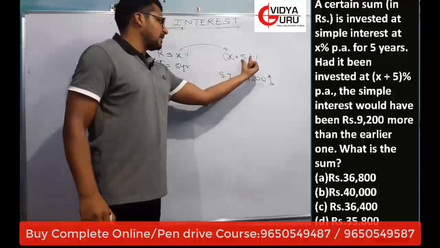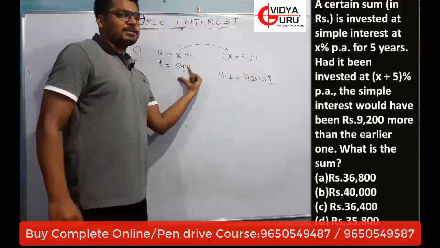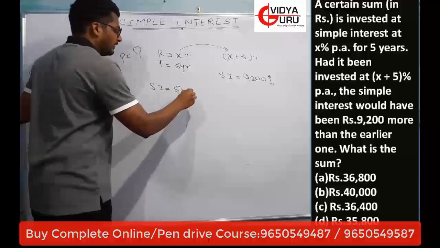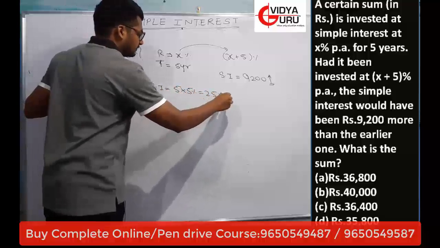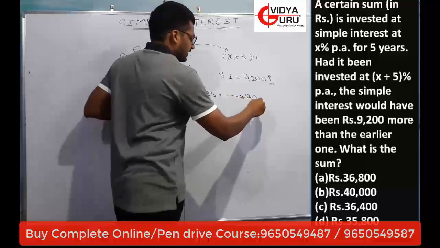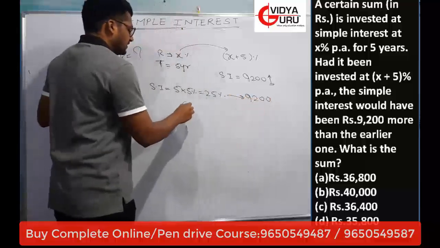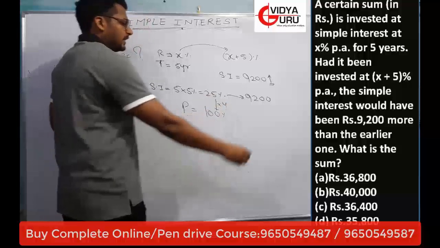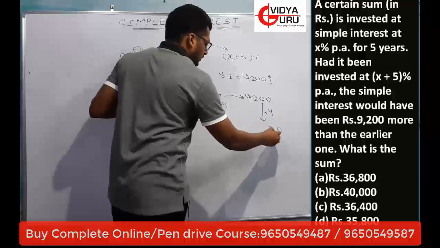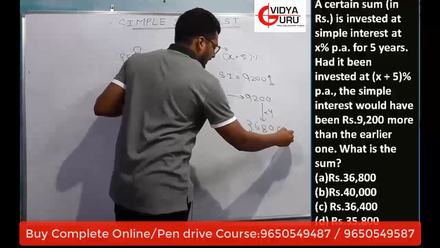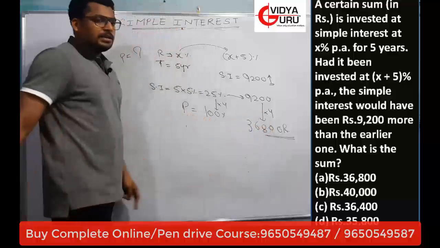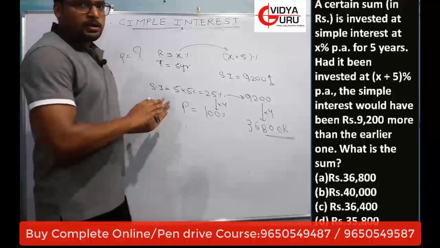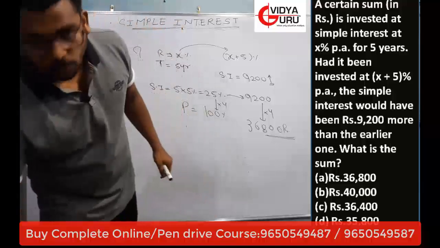If the rate is increased by 5% for 5 years, that means in percentage SI is increased by 5 into 5, 25%. 25% is 9200. The question is asking for the principal. Principal is 100%. This is becoming 4 times, 25 4 times is 100, so we will also do it 4 times here. 36800 rupees is the answer of this question. I hope now the concept will be clear to you all.